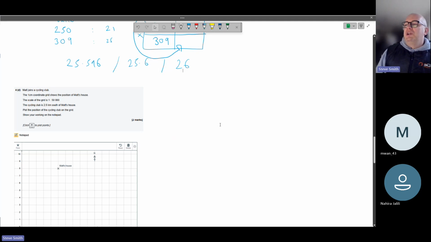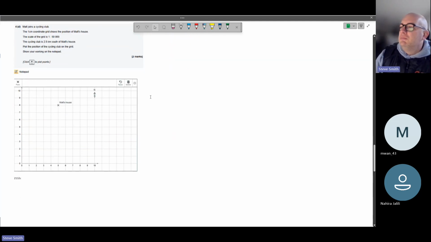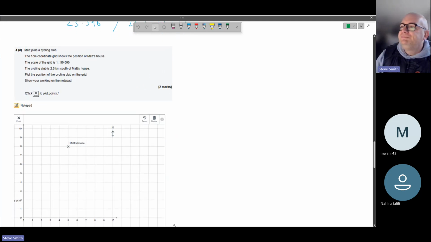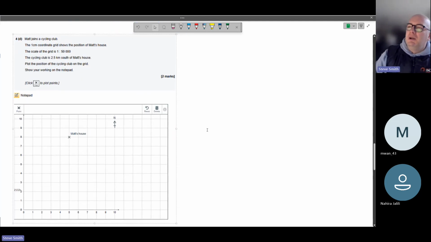Okay, Matt joins a cycling club. And that's a bit small. Can I make that a little bit bigger? Sorry about that. I'm going to make it a little bit bigger. That's better. Right, Matt joined the cycling club.